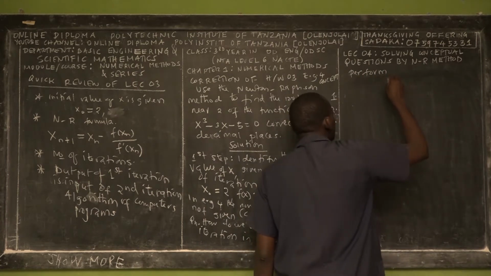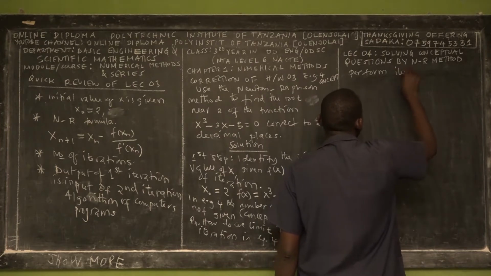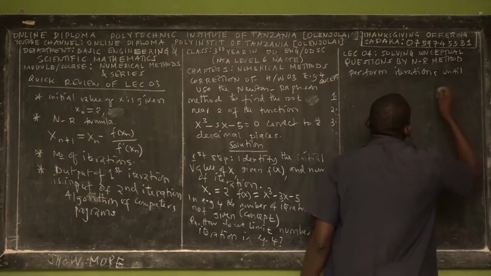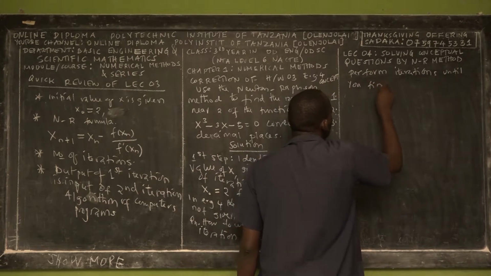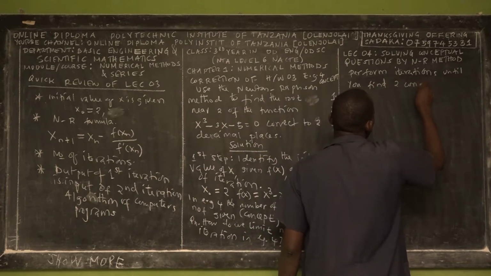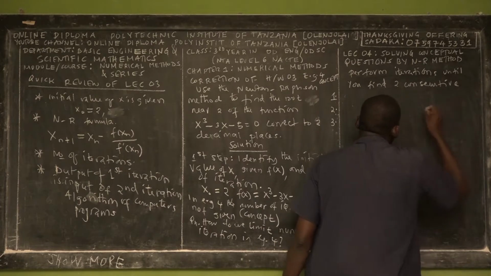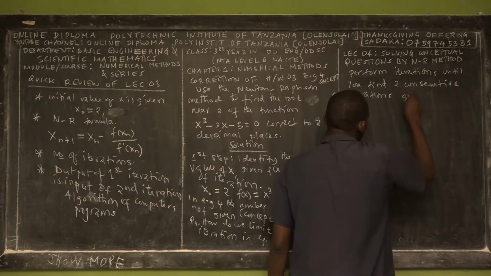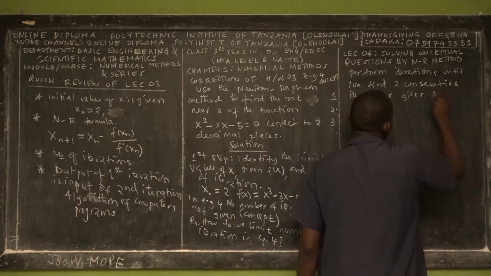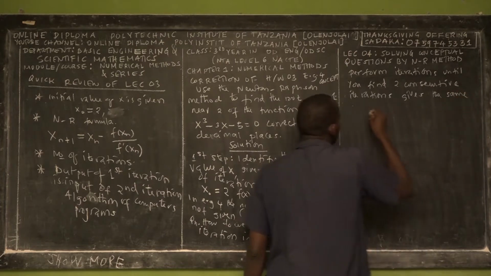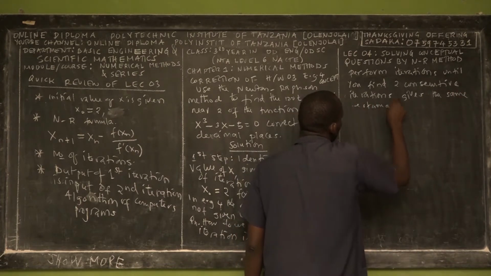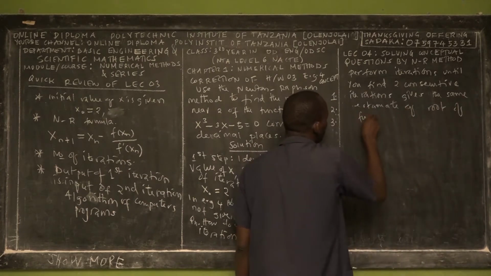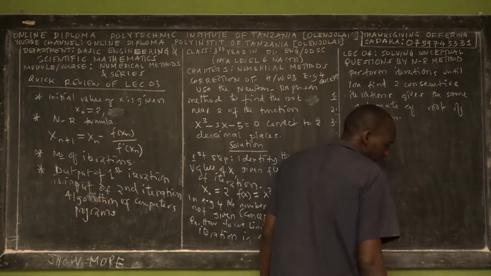So simply, the response to that question is: perform iterations until you find two consecutive iterations give the same estimate of the root of the function. And the good thing is we have example 4, so you will see it. That's the technique.